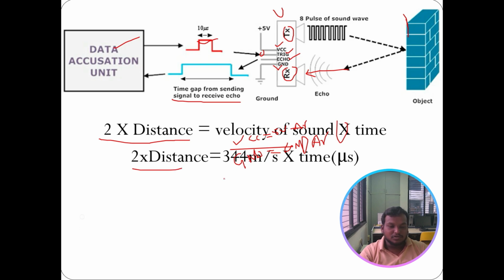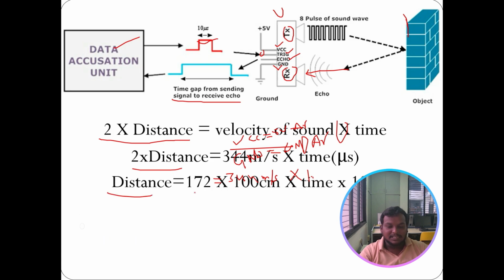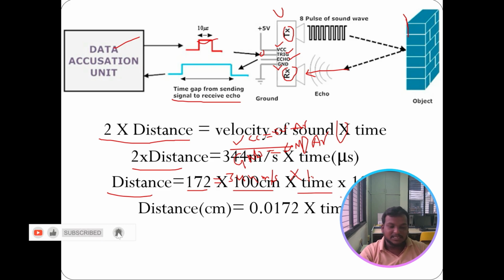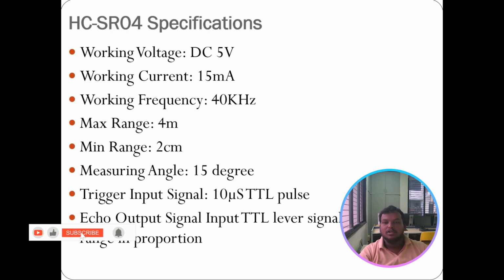Next, 2 x distance equals velocity of sound times time. 2 x distance equals 344 meters per second times time. So distance equals 172 into 100 into time into 10 to the power of minus 6. So distance in centimeters equals 0.172 into time.